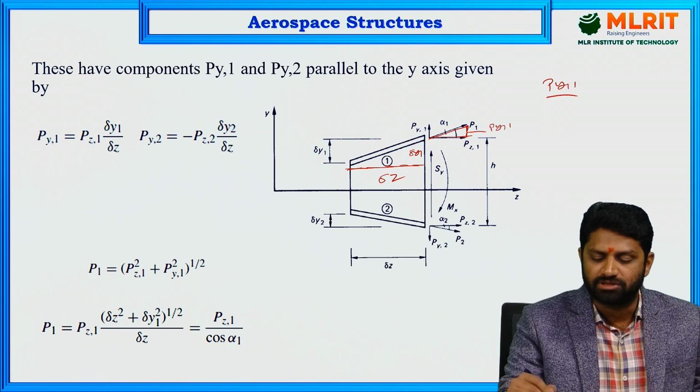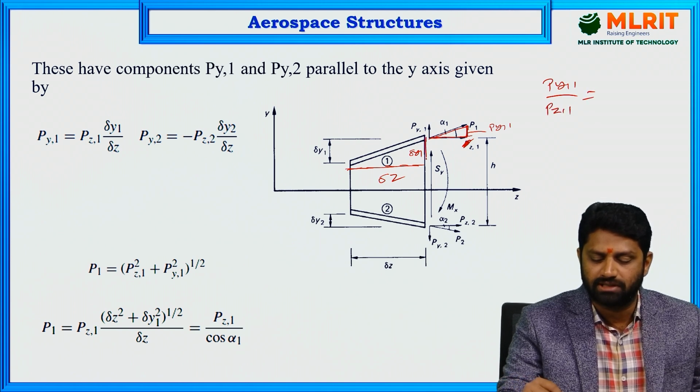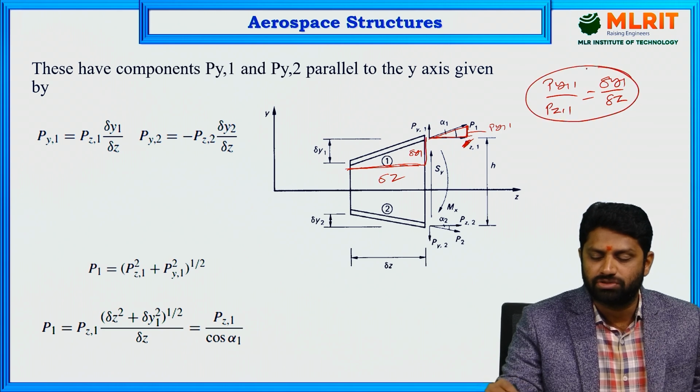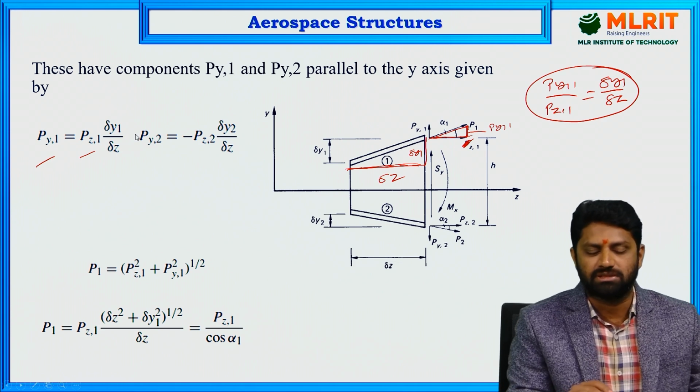If you write from the similar triangles, from the smaller triangle, Py1 divided by Pz1, a vertical component divided by the horizontal component. Here also from this diagram you can write the vertical component divided by the horizontal component, that is delta y1 by delta z. So from these two you can write Py1 equals Pz1 into delta y1 by delta z, from the similar triangles.